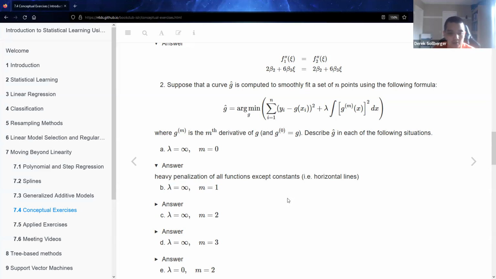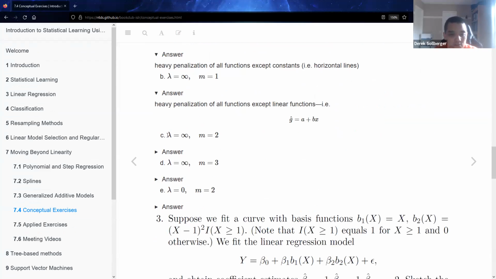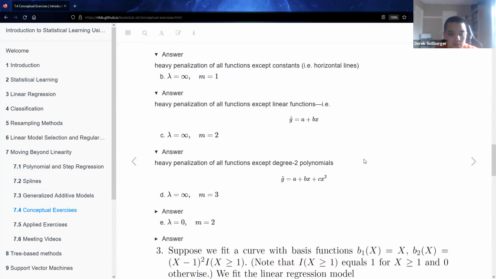In scenario B, lambda is infinity, m is 1. We have a heavy penalization of all functions except for linear functions. That is ones of the form a plus bx. Continuing right along, scenario C, lambda is infinity, m is 2. Heavy penalization except for degree 2 polynomials.